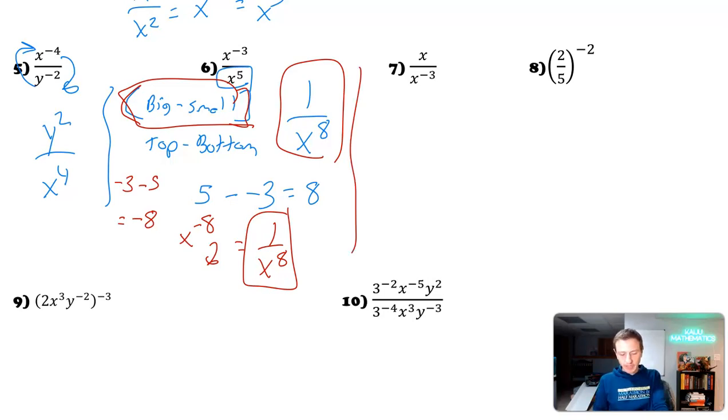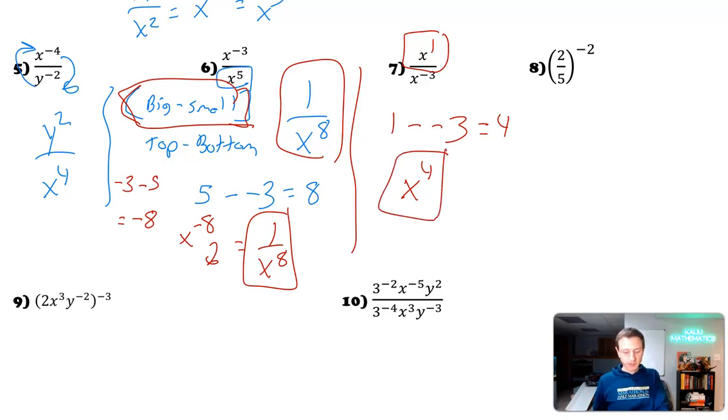So number 7, I have x to the first over x to the negative 3. 1 is the big exponent, so it's positive 1. The other one's negative 3. 1 is bigger than negative 3, so I'm going to do big minus small. 1 minus a negative 3 is positive 4. Where's my big exponent? Big exponent is in the numerator, so I'm going to rewrite this as x to the fourth in the numerator. If the big exponent was in the denominator, it'd be 1 over x to the fourth. But in this case, it's just x to the fourth because the big exponent was on top.